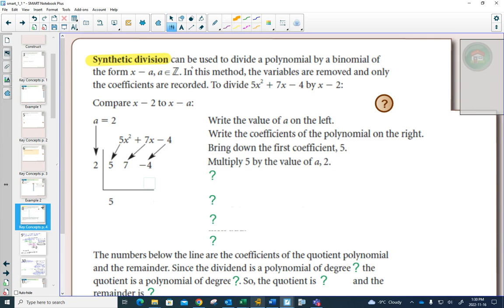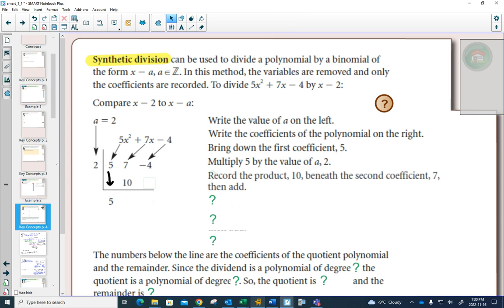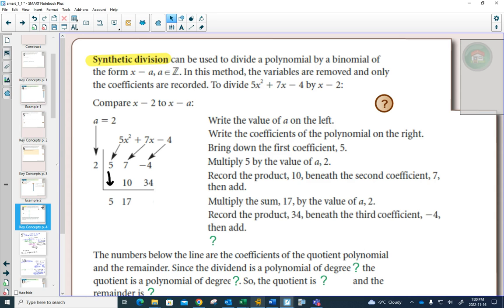Bring down the first number. I always draw a little arrow. Then multiply and add, multiply and add. So if you were color coding this, the 2 times the 5 gives you the 10. The 2 times the 17 gives you the 34. And then your answer, the last value, is always your remainder.